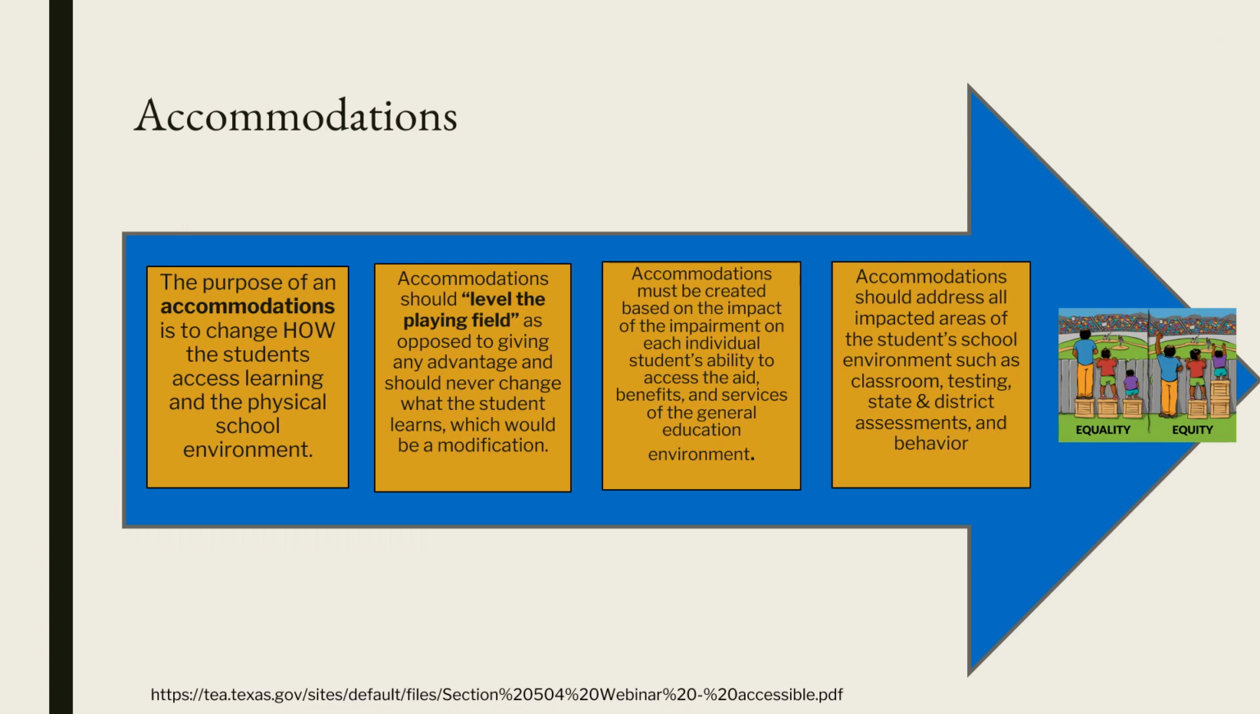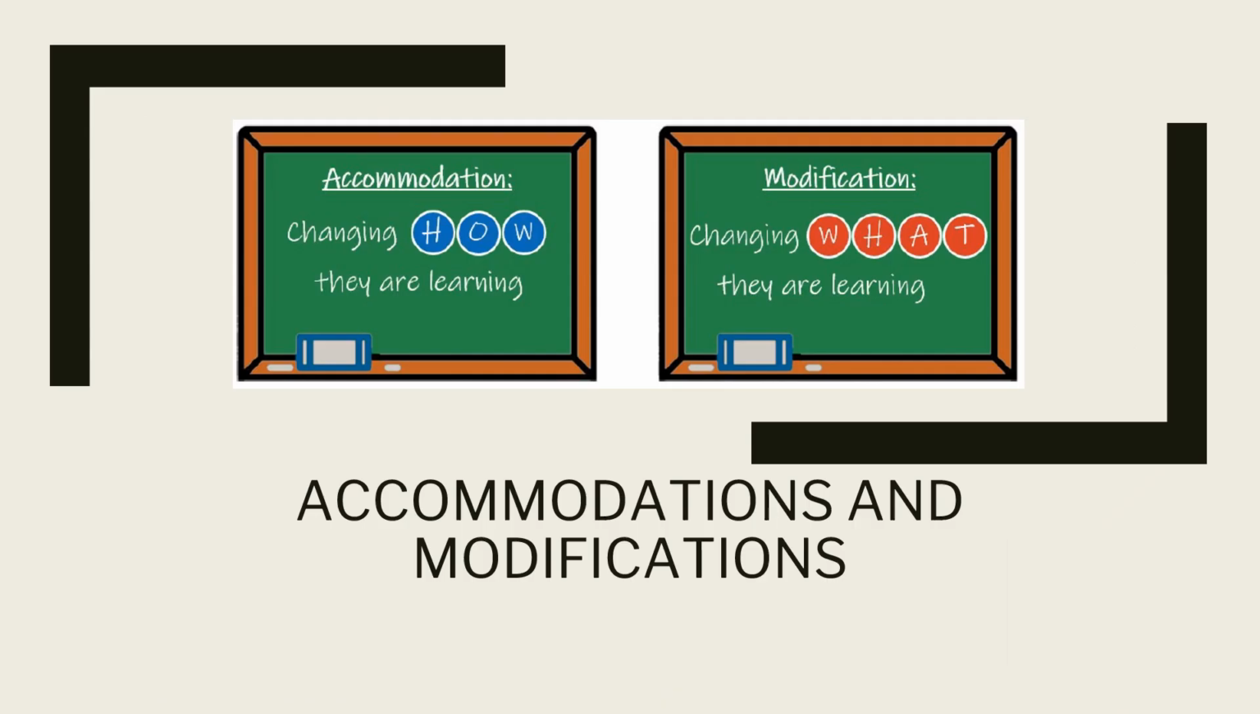Accommodations must be created based on the impact of the impairment on each individual's ability to access the aid, benefits, and services of the general education environment. Accommodations should address all impacted areas of the student school environment, such as classroom, testing, state and district assessments, and behavior. Instructional accommodations are intended to reduce or eliminate the effects of the student's disability on academic tasks, but do not lower learning expectations. This can be done in presentation, response, timing or scheduling, and setting.